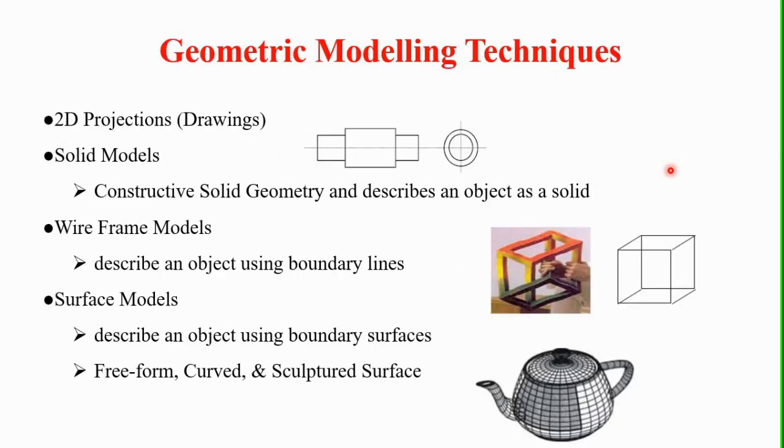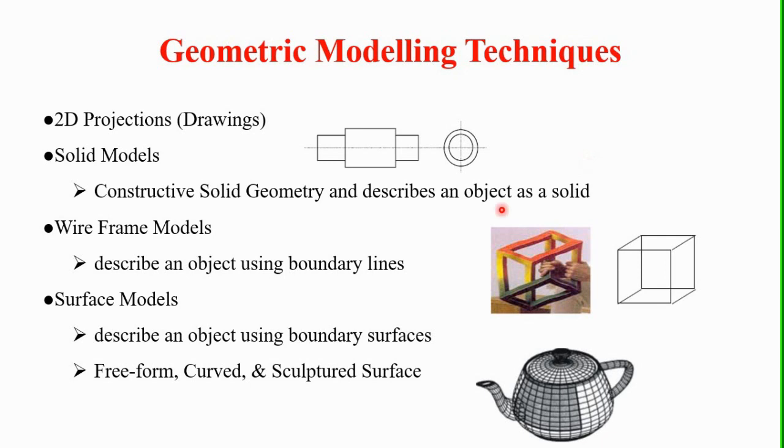Then a few techniques of geometric modeling. First, 2D projections or 2D drawings. Here we can see an object drawn using 2D software like AutoCAD, so 2D drawings and projections we can plot. Then some solid models are available. The solid models use constructive solid geometry, which describes an object as a solid. Some advanced solid modeling software is available nowadays.